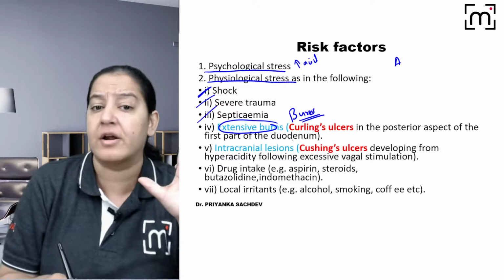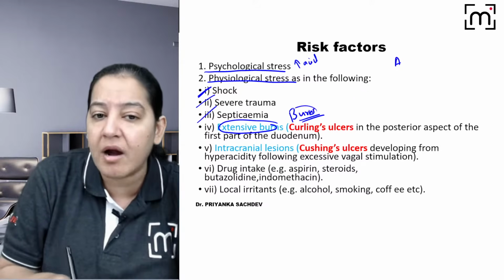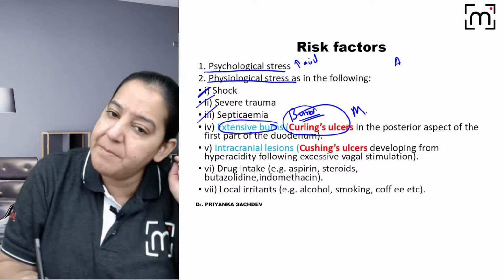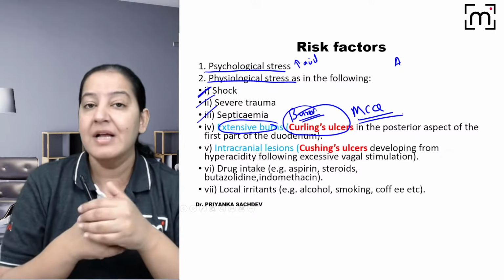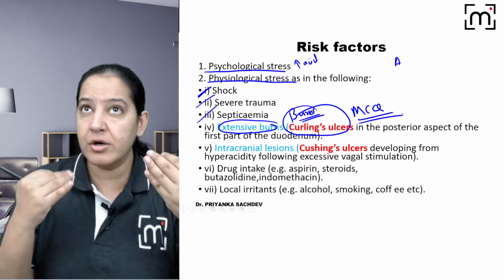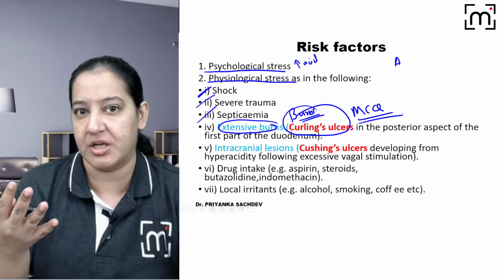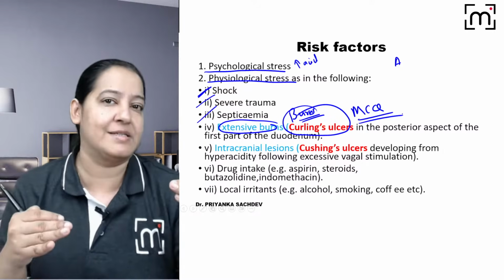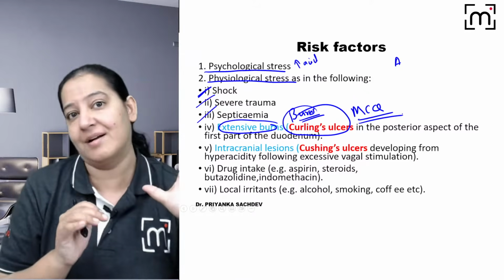Peptic ulcer always occurs. Such a peptic ulcer which occurs due to burns is known as curling ulcer. It is a very important MCQ in all competitive exams, repeated multiple times, right? So burns lead to peptic ulcer. The reason: because of the burns, severe pain, and pain leads to vagus stimulation, and because of the vagus, more acid, more damage, and that leads to peptic ulcer known as curling ulcer, right?